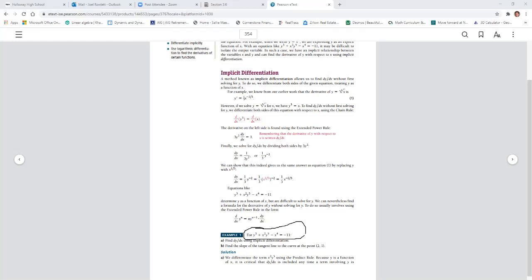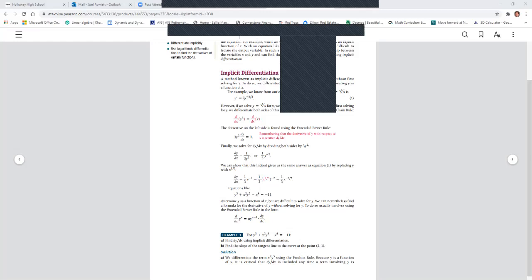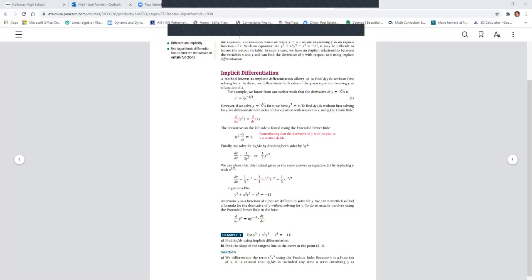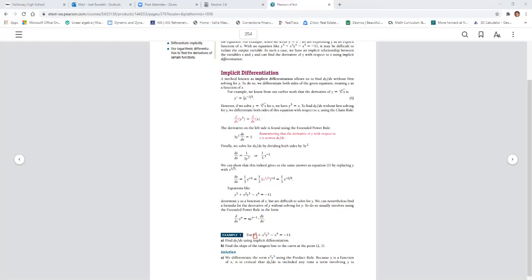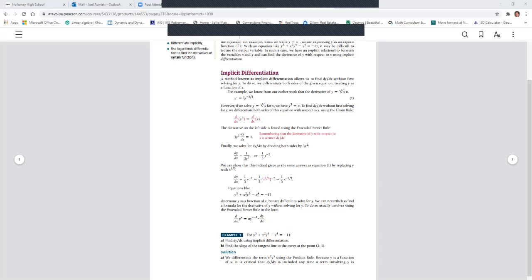We can't forget the chain rule. The chain rule is back in full force here because these y's here represent a function. These are functions raised to a power. And we have to keep that in mind as we take the derivative. So part A says find dy over dx, find the derivative of y with respect to x using implicit differentiation, and then find the slope of the tangent line to the curve at the point 2, 1.